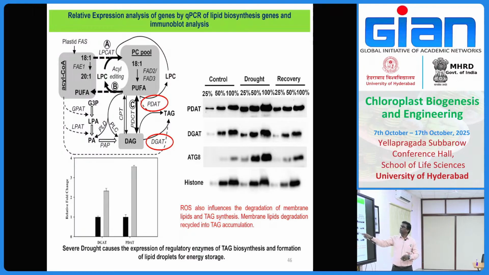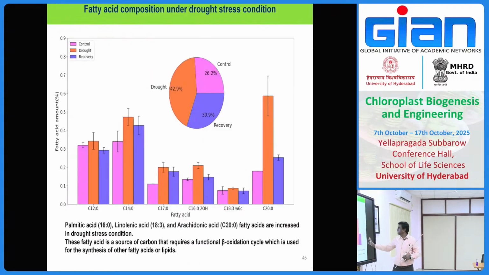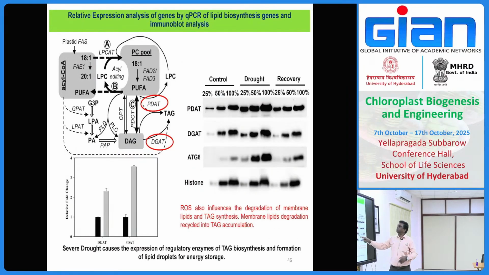This one, we have seen, polyunsaturated fatty acids. Polyunsaturated fatty acids are significantly increased. These polyunsaturated fatty acids are involved in conversion to TAG, and they are coming from membrane complexes, membrane lipids. And DAG also is increased because maybe some other lipids are also coming. Not only the membrane, maybe other lipids are also converting into TAG.